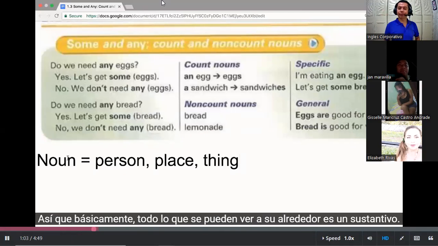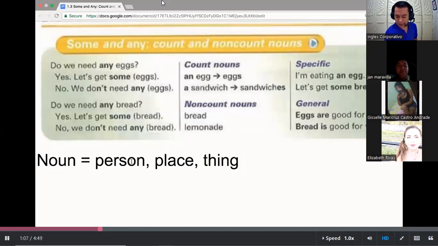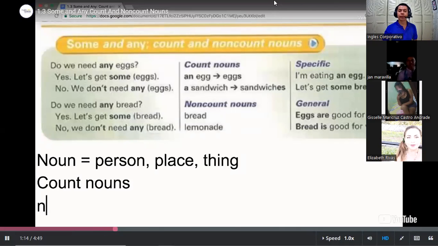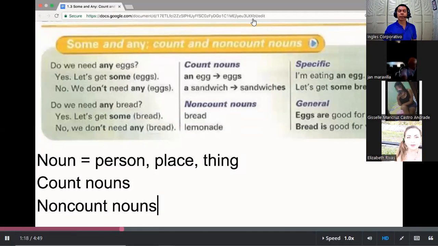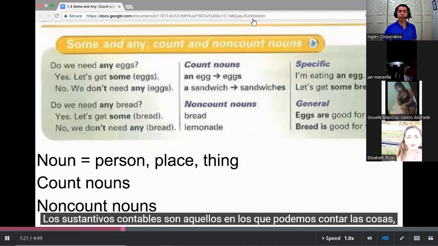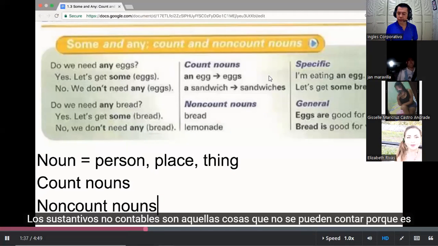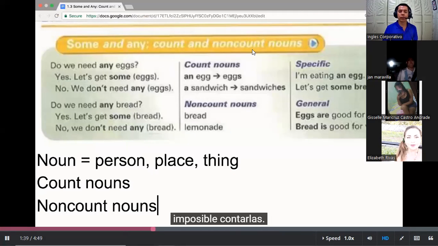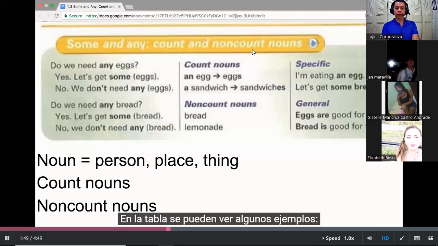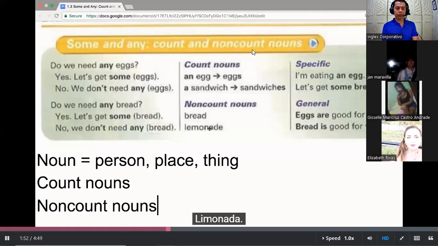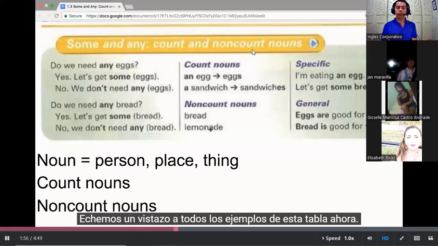Count and non-count nouns. A noun is a person, a place, a thing. So basically, anything that can be seen around you is a noun. In English, we have two types of nouns. We have count nouns and non-count nouns. Count nouns are those things that you can count. As you can see on the chart, an egg, eggs, a sandwich, sandwiches. We can count eggs and sandwiches. Non-count nouns are those things that you can't count because it's impossible to count. For example, liquids such as water, lemonade, milk, etc. On the chart, you can see a couple of examples. Bread, lemonade. Let's take a look at all the examples on this chart.